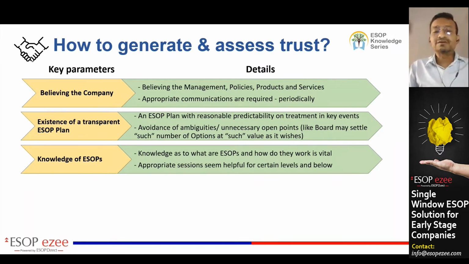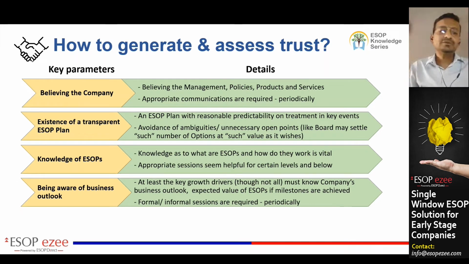Those employees may later on blame the company as well: the company had given some ESOPs and we didn't get anything. One needs to find out where the fault is, what could have been done, and what happened. Now, coming to knowledge, it is also important.